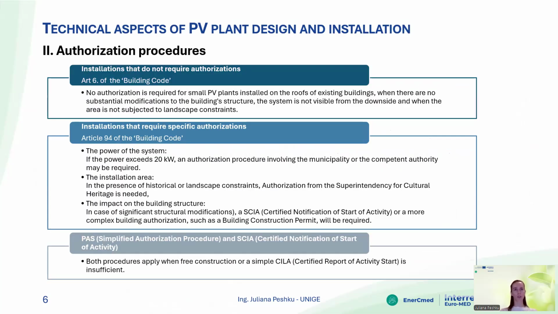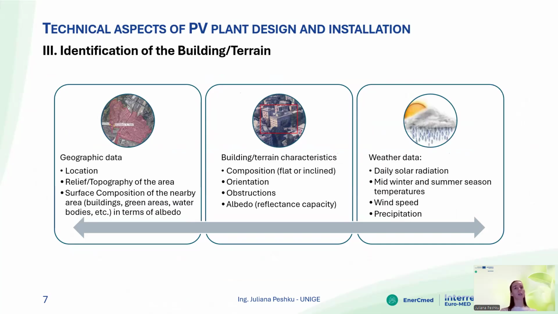Based on the typology of the plant, its positioning, power installed, area restrictions, or modification of the building structures, according to the Italian building code, different authorization procedures are required, such as the ones presented in this slide.